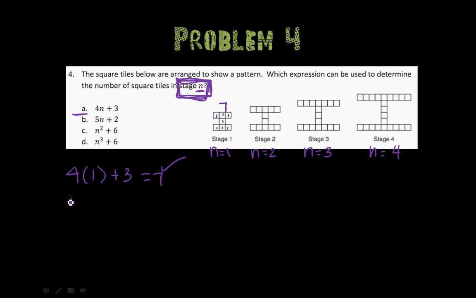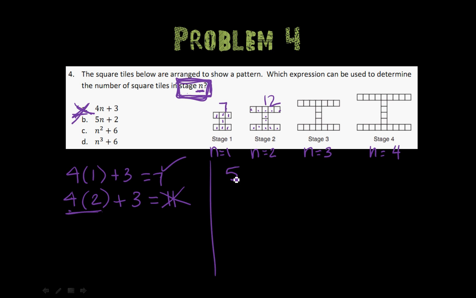Let's try stage 2 now. We have 4 times 2 plus 3 once again. So that's 8 over here, and then plus 3 is 11. And if we count these squares, we have 1, 2, 3, 4, 5, 6, 7, 8, 9, 10, 11, 12. So that doesn't work because we wanted 12 and we got 11. So A is out. Let's try B now and see if that works better.